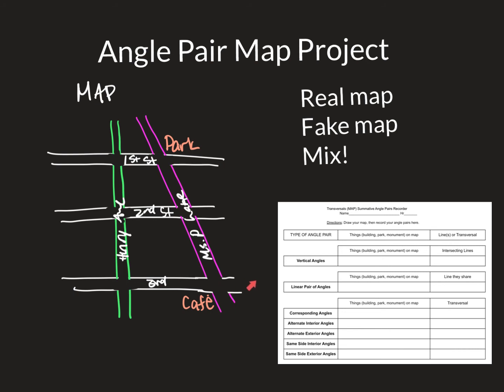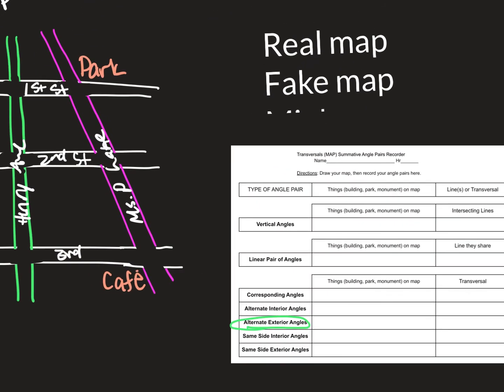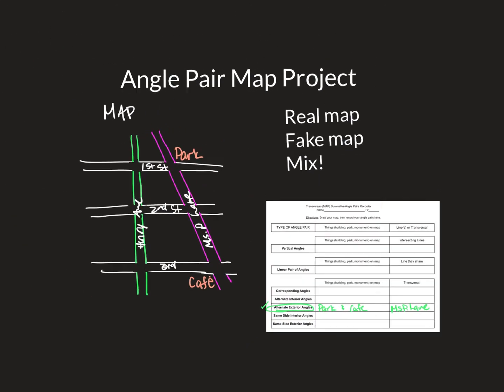And if we looked at 1st and 3rd Street, the park and the cafe are outside of those, so they're not in between 1st and 3rd, they're outside of 1st and 3rd, so those are going to be exterior. And we got the cafe on this side of Miss Perkins Lane and the park on this side, so those would actually end up being alternate exterior angles. So what I would do is over here, I would fill this in and say I've got the park and the cafe, and those are sharing the transversal of Miss Perkins Lane, and voila, I got one of them done, okay?